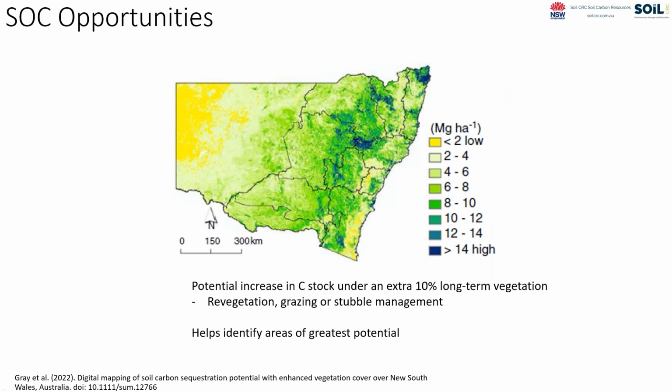Where could our opportunities be? So John Gray's got this work with others looking at the opportunities through New South Wales. The process was to look at a 10% increase in long-term vegetation, whether that was re-veg, grazing management or stubble management. And the results come out with sort of low increases expected out west, where it's dry, for the sorts of reasons we've been talking about. Patchy influences you can see through the area. Low again where there might be high stocks already, but potential to increase in some of these areas like the Liverpool Range or the basalts out of Glen Innes and running down the McIntyre, those sorts of areas. So these sorts of things can be really useful in helping identify areas of greatest potential to increase soil carbon levels.